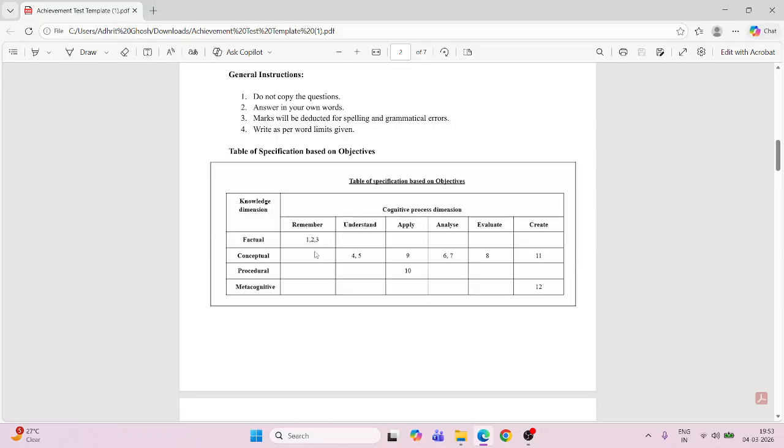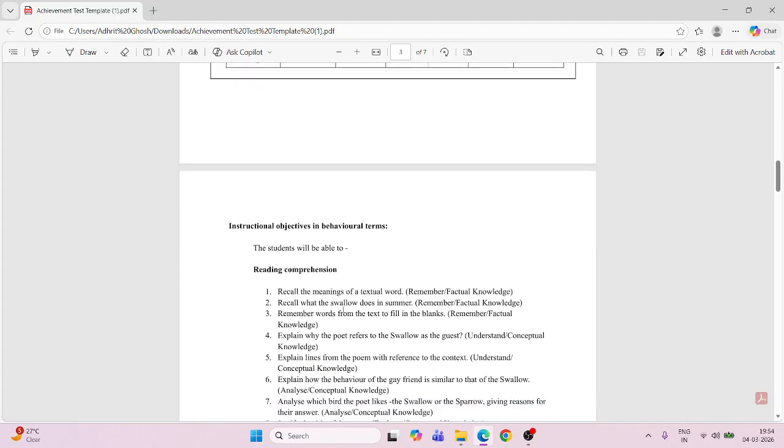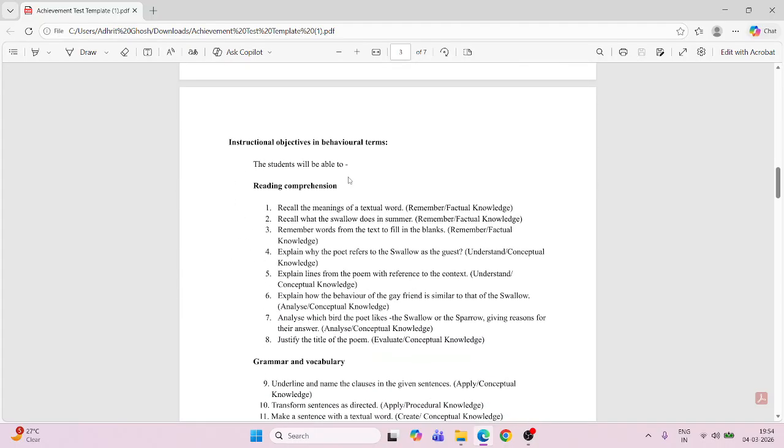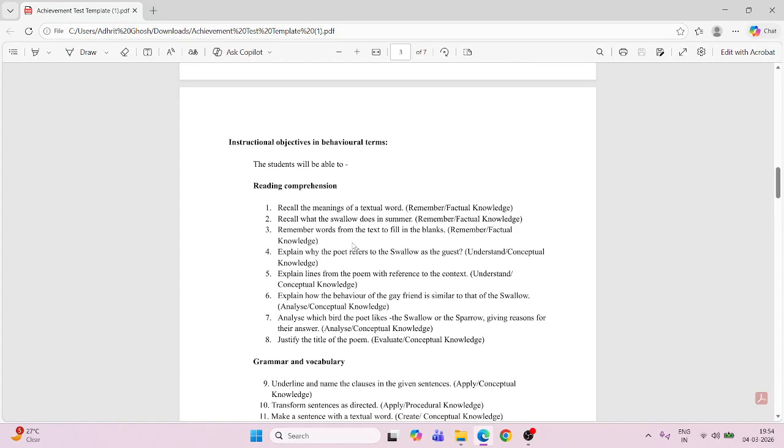Based on objectives. As you know, this is the basic structure of the revised Bloom's taxonomic table. And here the numbers over here, they indicate the objective numbers. Then soon after this, you can paste this on the left hand side page also. And on the right hand side, you can write down the instructional objectives in behavioral terms, wherein you first begin with the students will be able to, and then you divide it into 3 segments, that is reading comprehension, grammar and vocabulary, and writing skill.